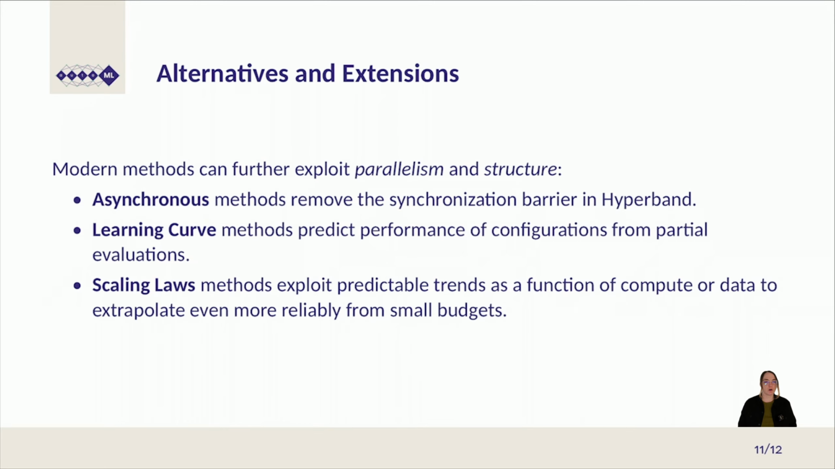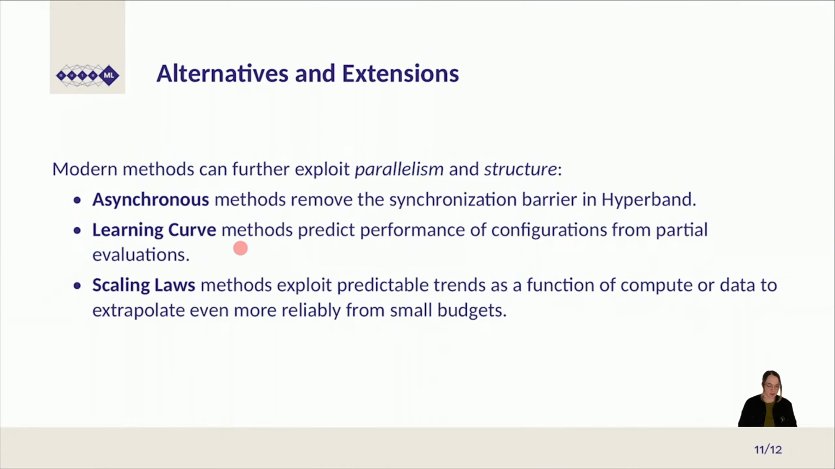Of course, there are alternatives and extensions to the 2 or 3 methods that I just explained. Modern methods can further exploit parallelism and structure. So hyperband, or also Bob, depends on evaluating one bracket after the other and then moving on, and also evaluating all configurations on one budget and then moving on to a higher budget. So it's a synchronous method. There are asynchronous extensions that remove this barrier.